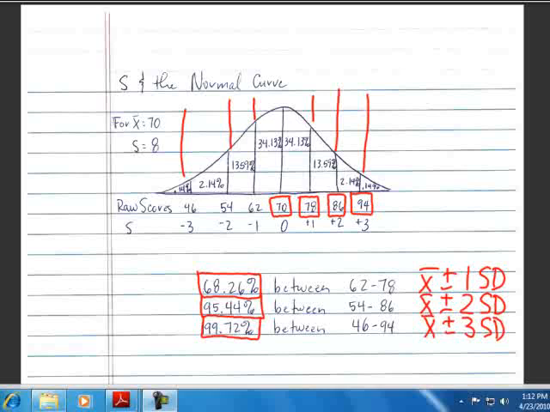Then we work our way down. 70 minus 8 tells us that a raw score of 62 is 1 standard deviation below the mean. Subtract out 8. A raw score of 54 is 2 standard deviations below the mean. And then 3 standard deviations below the mean is a raw score of 46. So you've got the row of raw scores at each of those points. And then I actually identified where the mean is, and then the actual 1, 2, or 3 standard deviations below the mean, and above the mean for that matter.